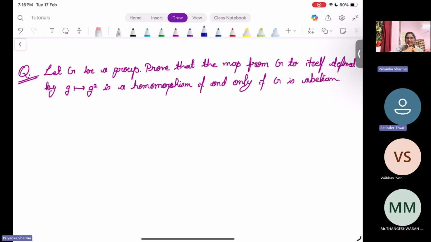Ma'am, I'm facing a lot of problems with construction, and also with normal subgroups. I totally lack that concept, like how to decide whether the cosets that will form, form a normal subgroup.